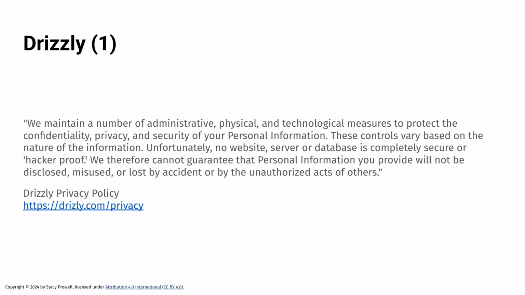So let's talk about a company called Drizzly. Drizzly, it's hard to know from the name, but once you hear what it is, it's obvious. Drizzly sells alcohol. And here's part of their privacy policy. We maintain a number of administrative, physical, and technological measures. So administrative, right? We tell people, don't share data. Physical, we put your data in a locked drawer, and only Janet has the key. And technological, right? We keep it in a place where it's encrypted, maybe. Measures to protect the confidentiality, privacy, security of your personal information.